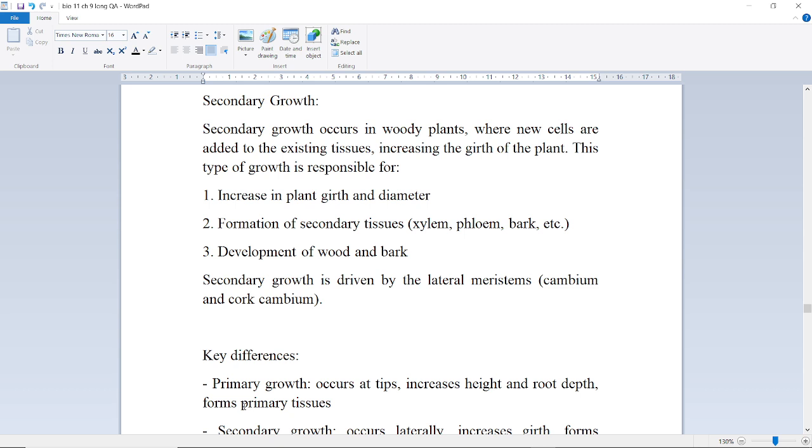Secondary growth occurs in woody plants where new cells are added to existing tissue, increasing the girth or width of the plant. This type of growth is responsible for increase in plant girth and diameter, formation of secondary tissues like xylem, phloem, bark, etc., development of wood and bark. Secondary growth is driven by lateral meristem, vascular cambium, and cork cambium.